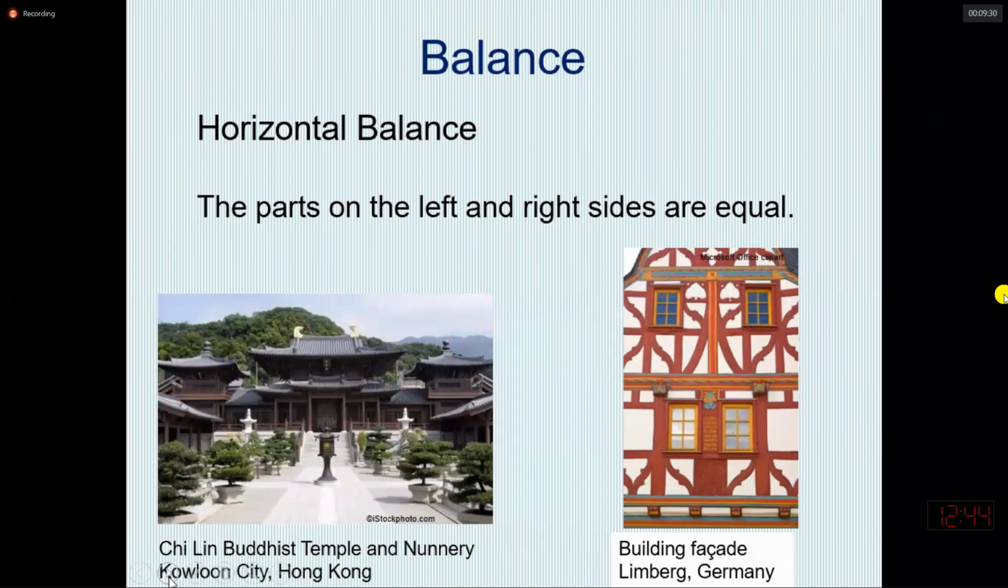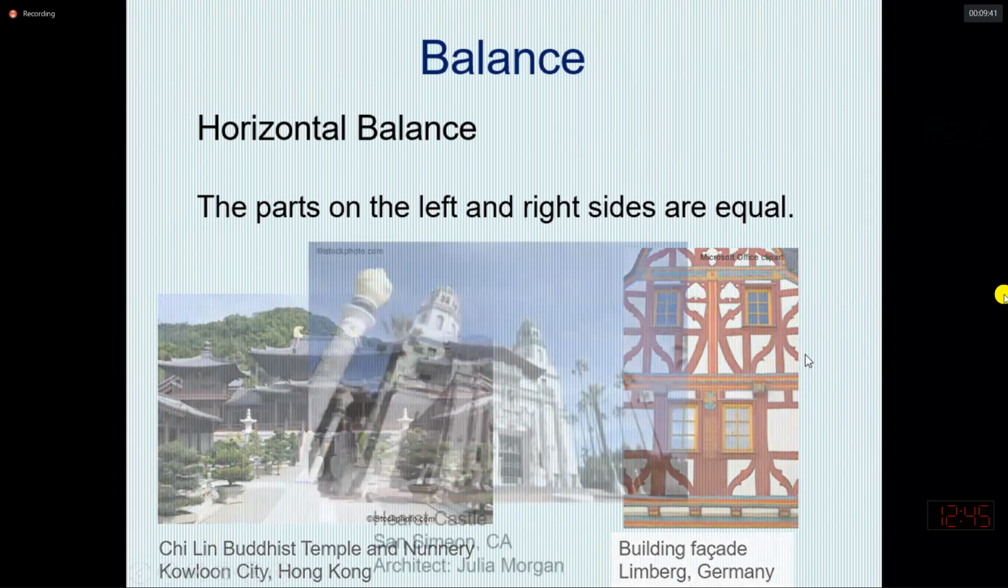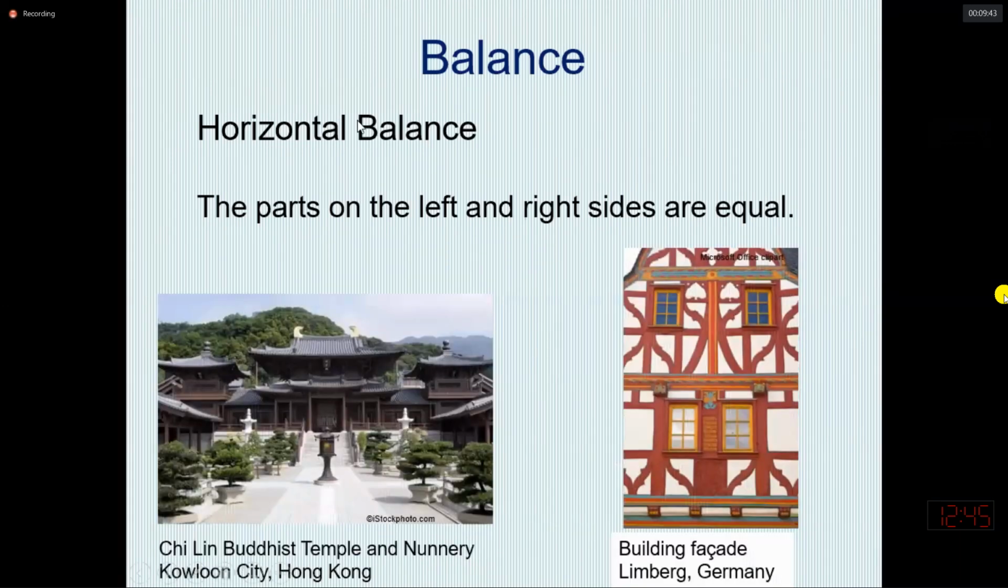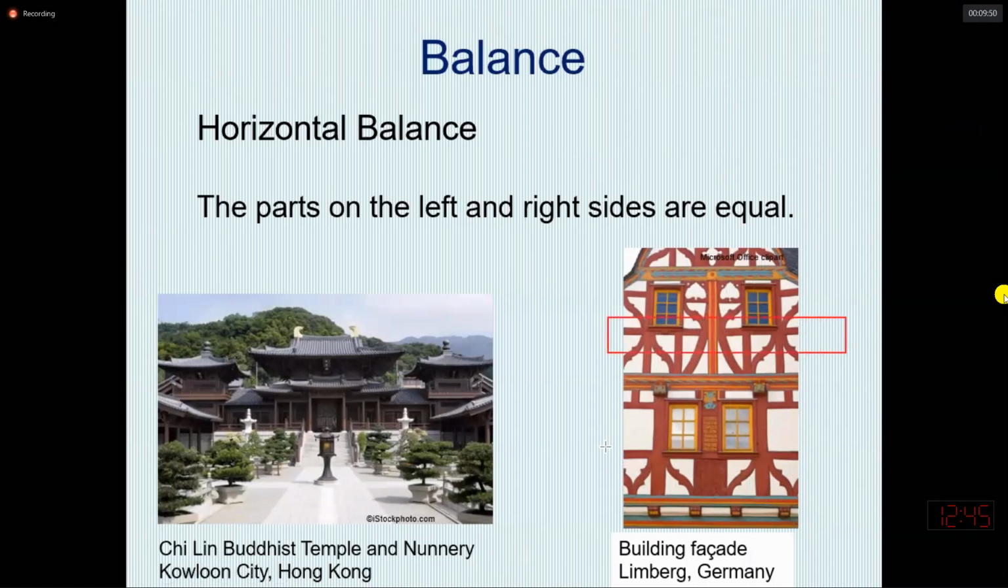Okay, here we have some examples of horizontal balance. The first one is the building facade in Limburg, Germany, and here the horizontal component is more prominent, more dominant in the design. Just like here.